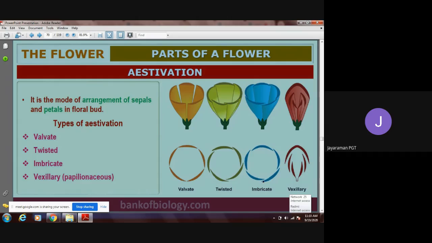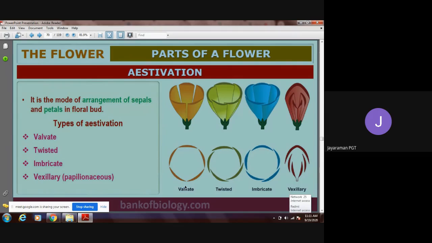Imbricate is also twisted, but not a proper pattern. Here, all the 5 petals are one in, one out. One end is inside, one end is outside, like that. So the proper pattern is there. The other one is also twisted, but without a proper plane. It is not imbricate. In this, one is completely out and one is completely in. The other 3 are one in, one out. So there is no proper pattern. It is known as implicate. Then the vexillary type. So we will see them one by one now.